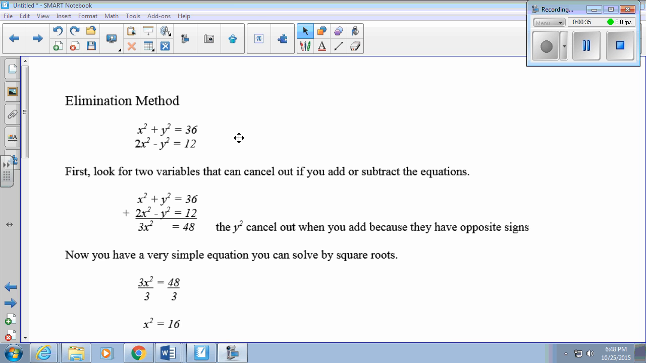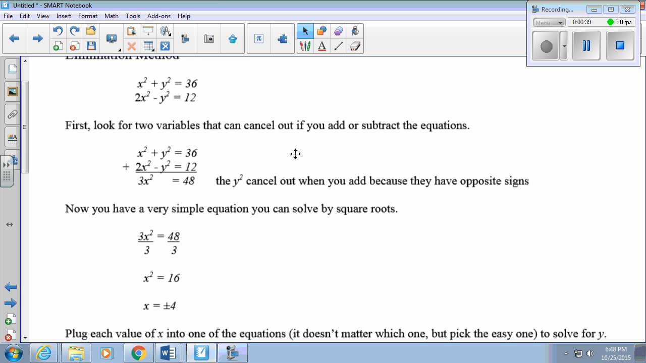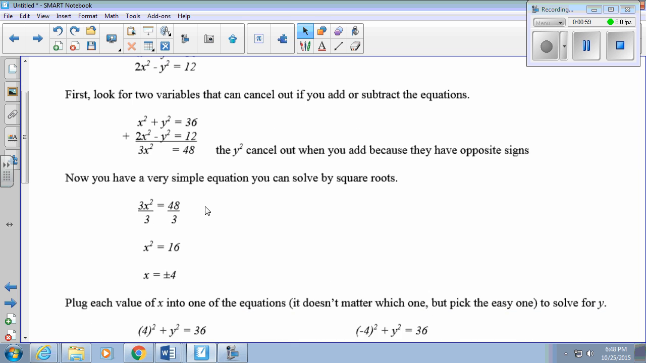So if we look at the two equations that were given in this case, we have x squared plus y squared equals 36 and 2x squared minus y squared equals 12. In substitution, we want to isolate a variable, get an x or a y equals. In elimination, we want to look for matching variables with the same coefficient because then we can add or subtract them and get them to add or subtract to equal 0.